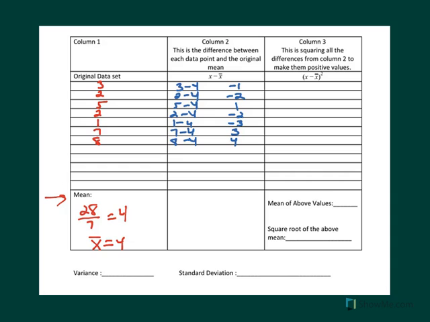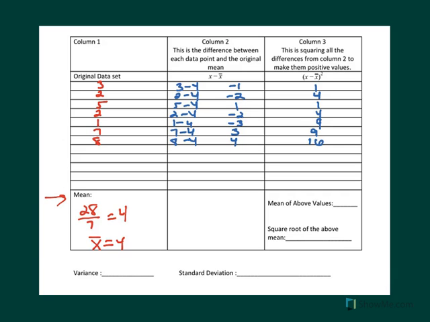And then we want to square all these numbers to make them positive. So -1 squared should get you 1. Negative 2 squared, negative 2 times negative 2 is 4. 1 squared is 1. Negative 2 squared is 4. Negative 3 squared, negative 3 times negative 3 is 9. Positive 3 squared is also 9. And then 4 squared should get you 16.